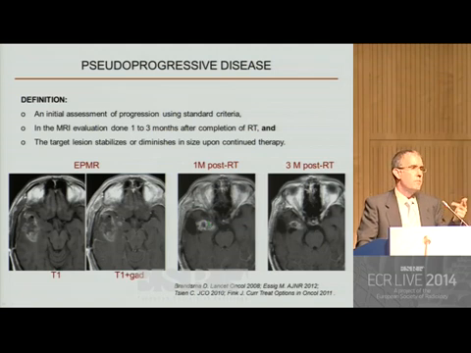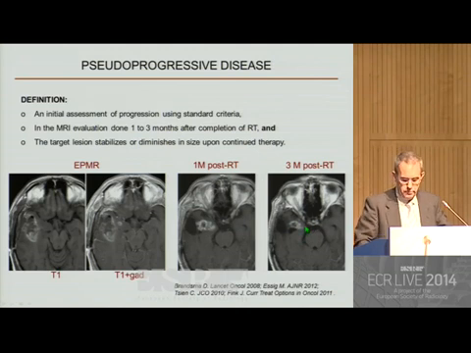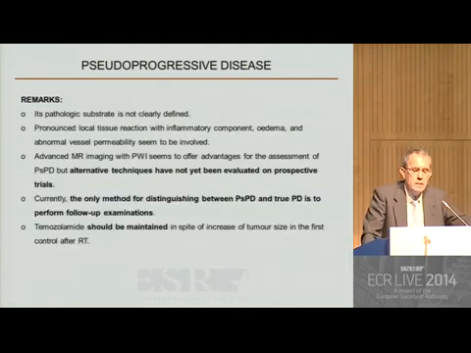To know which of the two possibilities it is, we have to wait, and in the next exam, this lesion has reduced in size with the same treatment. This was pseudoprogressive disease. Some remarks. The pathologic substrate is not clearly defined, but it seems that a pronounced local tissue reaction with inflammatory component, edema, and abnormal vessel permeability should be involved.